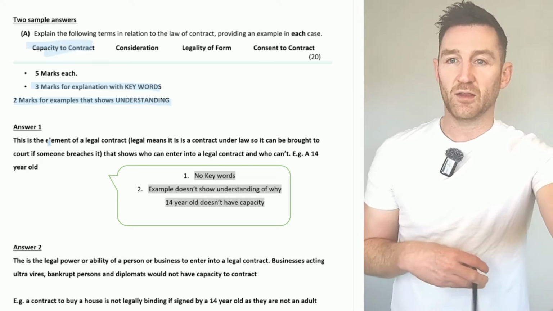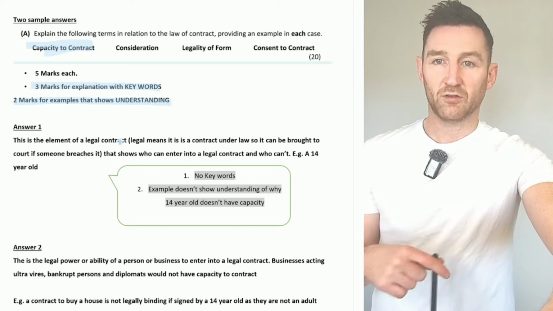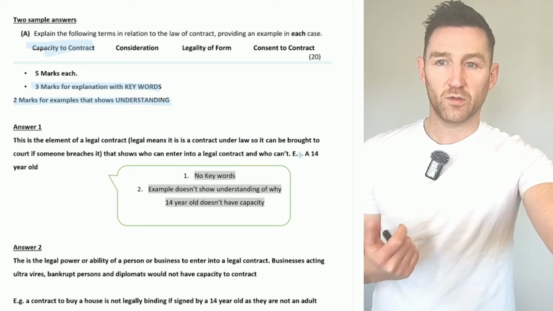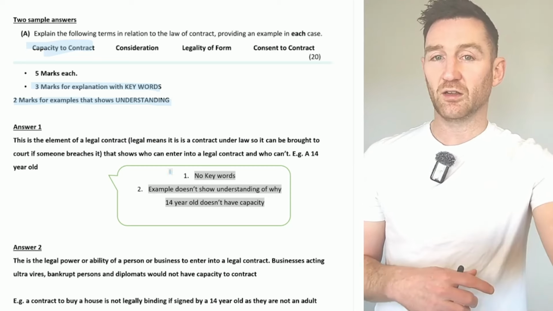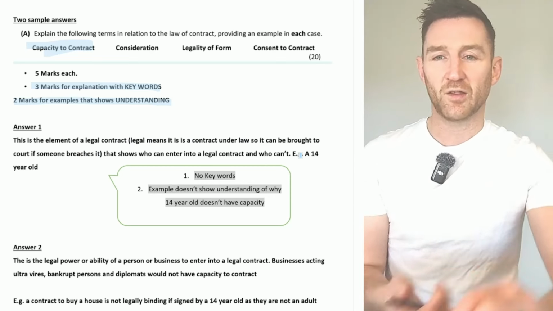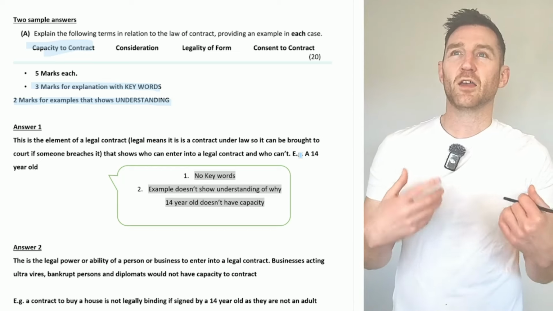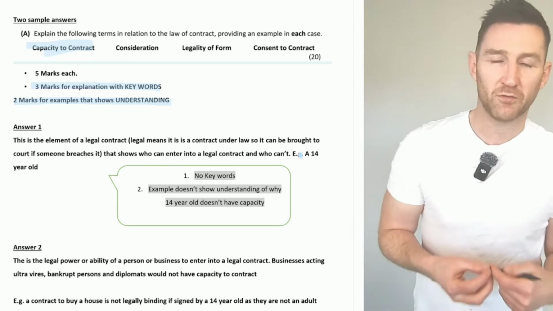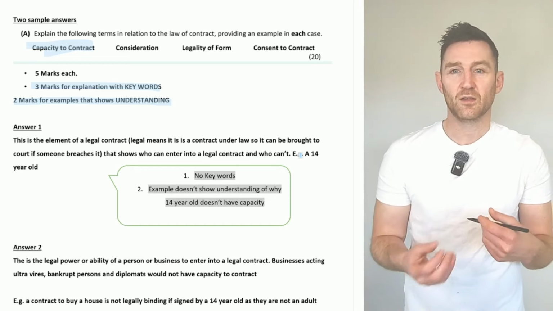So let's say you look at an answer here and someone's explaining capacity to contract, right? And this is what they write. So this is the element of a legal contract. Legal means the contract under law, so it can be brought to court if someone breaches it. That shows who can enter into a legal contract and who can't. For example, a 14-year-old. If I was to look at that answer and ask myself, does that student understand what capacity to contract is?